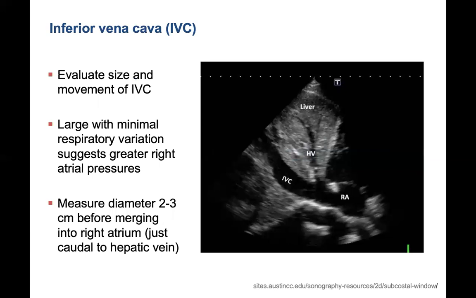When we look at the IVC, we can look at its size and its movement with respiration. If it's large with minimal respiratory variation, that suggests greater right atrial pressures. We can have a whole other lecture where we'll talk about the IVC and what it means. And if we're going to measure it, we want to measure about 2 to 3 centimeters before entering the right atrium, just caudal to the hepatic vein. So you can see here on this picture, the IVC dumping into the right atrium and the hepatic vein coming down into the IVC.